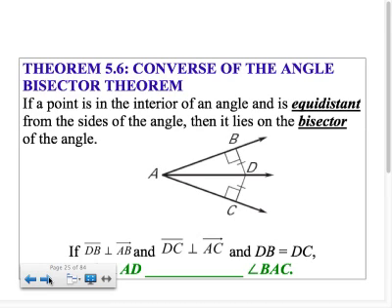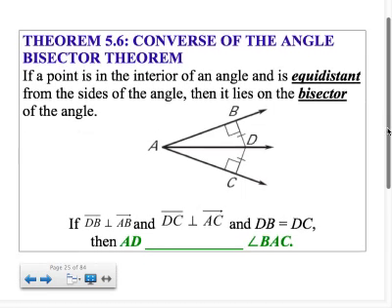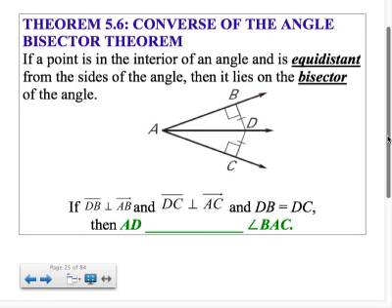The converse of that says if we know that a point is equidistant from the two sides of an angle, i.e., we know this, then what that means is we know that this angle must be bisected. So we know that AD bisects angle BAC here.